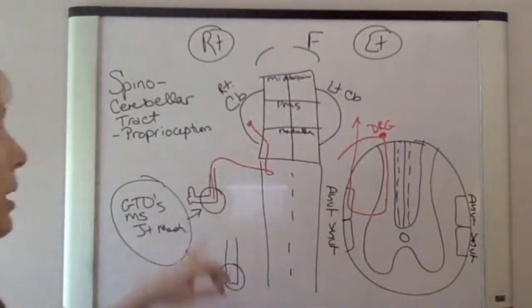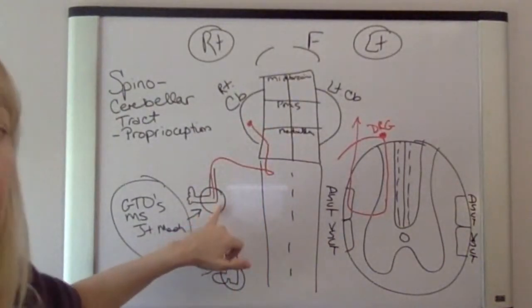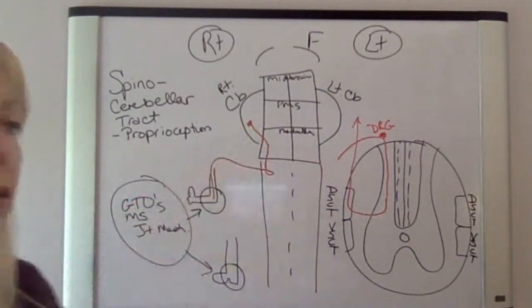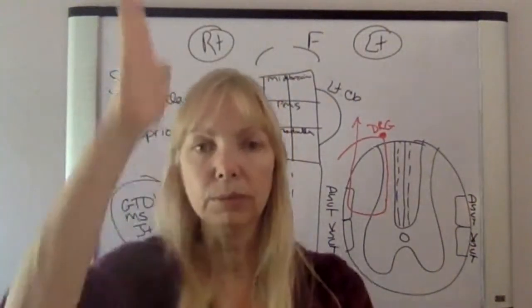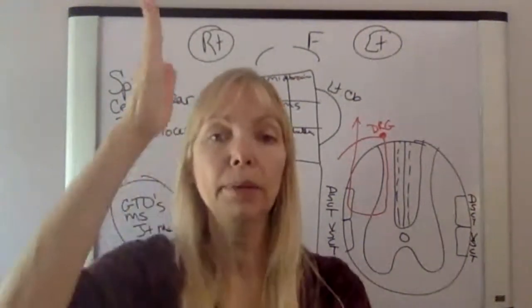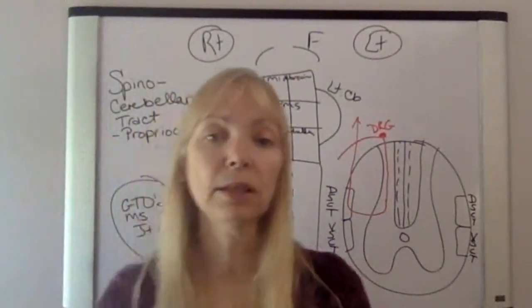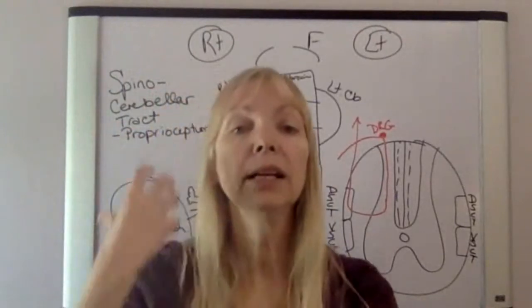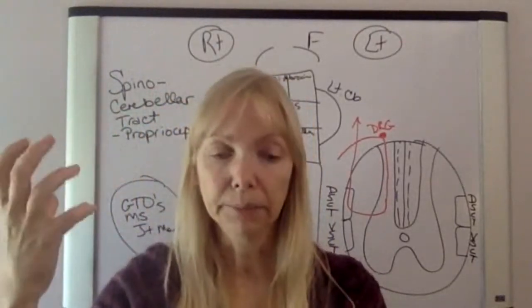Okay? So in this way, joints on the right side are going to stimulate the ipsilateral cerebellum. It's like the fast track, like the express train, right up from the one side joints right up to that same side cerebellum. So joints on the right stimulate the right cerebellum.